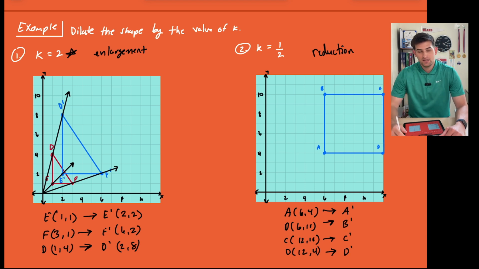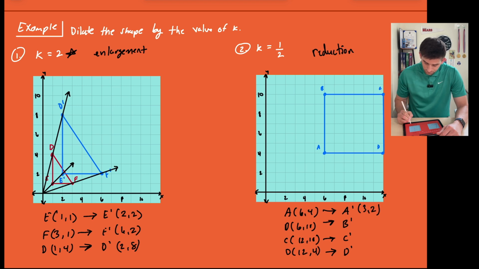So now our reduction is, or our scale factor is 1/2, so we can just multiply these coordinates by 1/2. So half of 6 would be 3, half of 4 would be 2. Then B prime would be 3, 5. And C prime would be 6, 5. And D prime would be 6, 2.